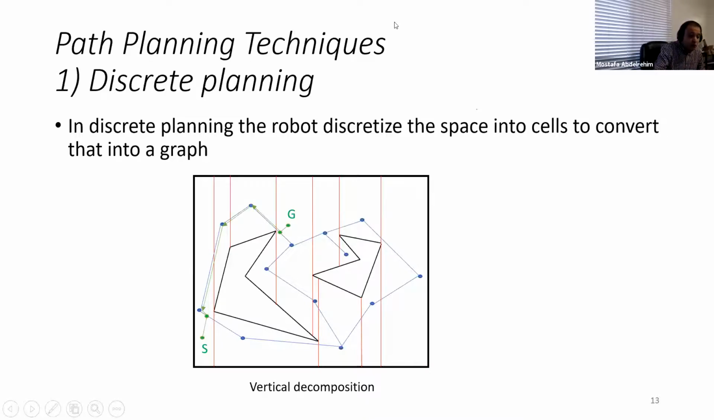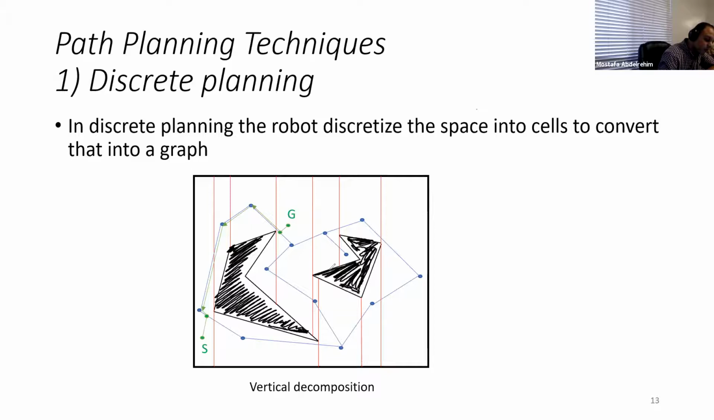One way to do that is using discrete planning. For example, this is one of the examples of discrete planning in which these are the obstacles. These guys here, let's make them black, are obstacles. And these obstacles have vertices. Those vertices.